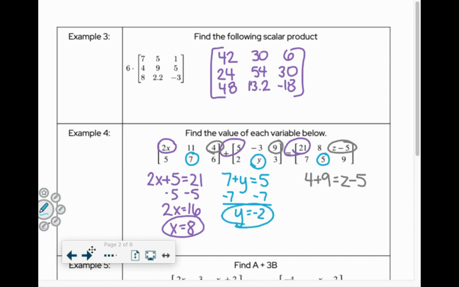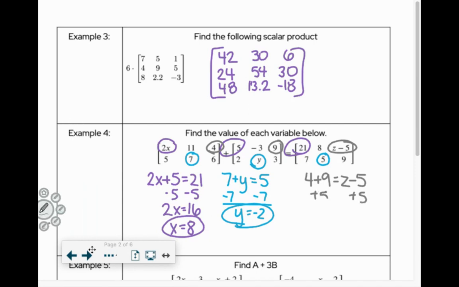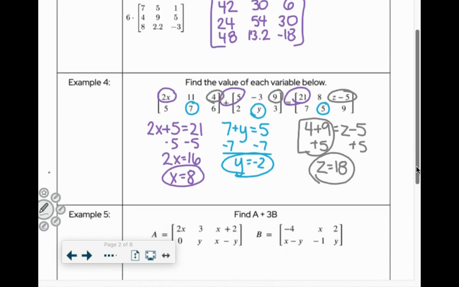And then for the last one, we need to get rid of the 5 by the z. So I'm going to add 5 to the other side. And now I have 3 things I need to add together. 4 plus 9 plus 5. 4 plus 9 is 13. 13 plus 5 is 18. And there you go. Hey, don't overthink these. You just have to look for each variable. And it does take a little bit of inspection first.